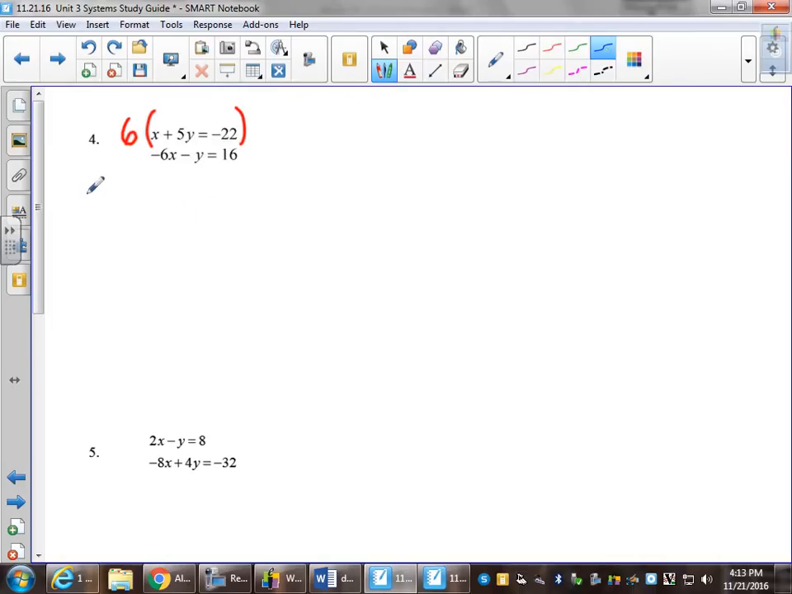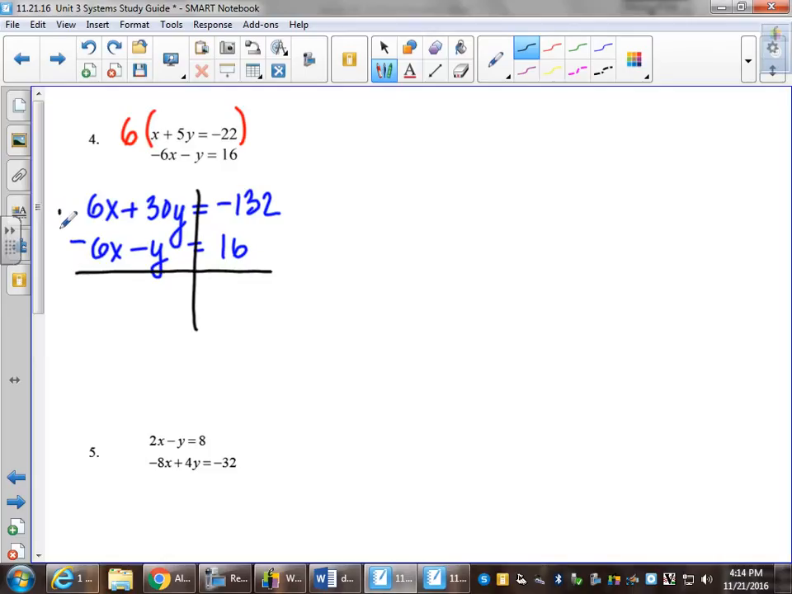Next step will be to write our new system. So multiplying the entire top equation by 6, I get 6x plus 30y equals negative 22 times 6. I can just do 22 times 6 and then make the answer negative. I got a negative 132. Now, if you chose to get y's to cancel, that's fine. Follow it all the way through, and we should get the same answer. The second equation, we didn't do anything to, so it stayed the same. We're ready to add these together. My x's will cancel, because 6x minus 6x is 0. 30y minus y is a 29y equals negative 132 plus 16 is negative 116. Divide both sides by 29.